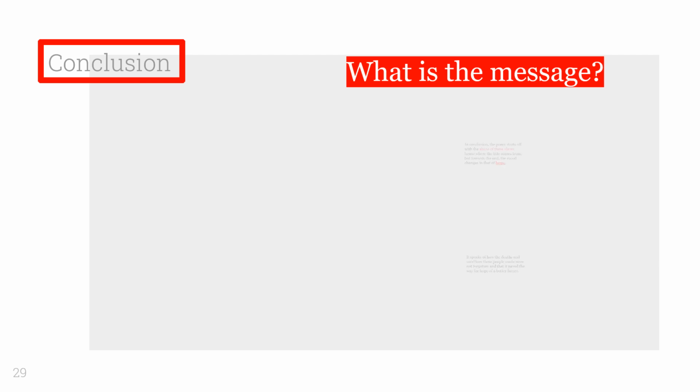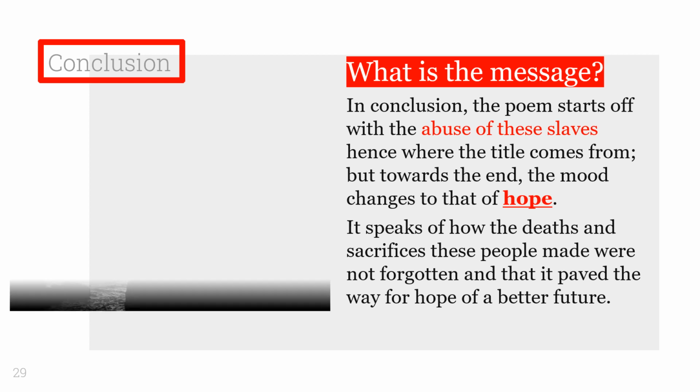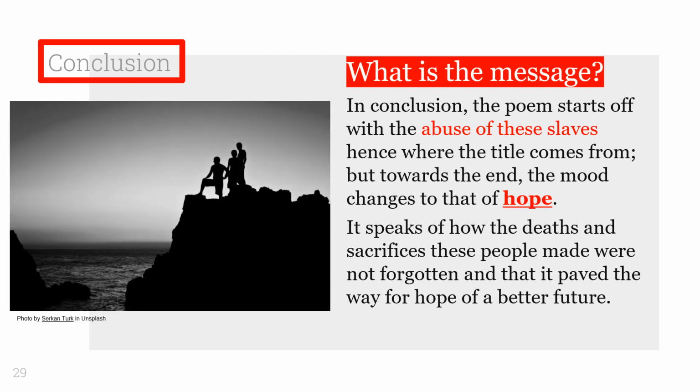So what is the message here? In conclusion, the poem starts off with the abuse of the slaves. You can see the description very vividly in the first stanzas. This is where the title comes from. But towards the end, the mood changes to that of hope. It even changes to strength. It speaks of how the deaths and sacrifices these people made were not forgotten, and that it paved the way for hope of a better future.